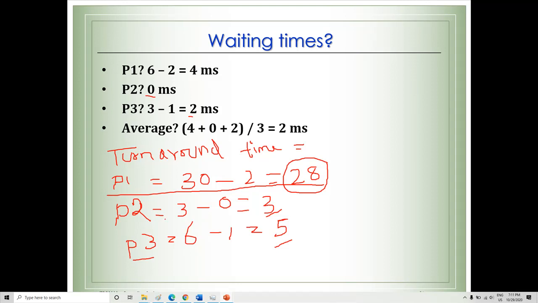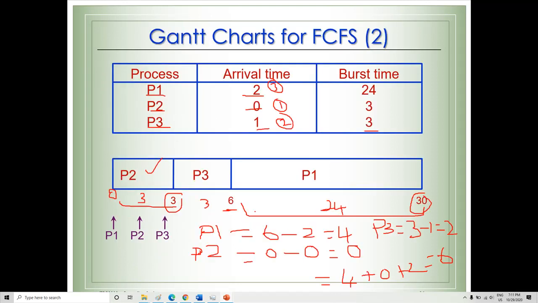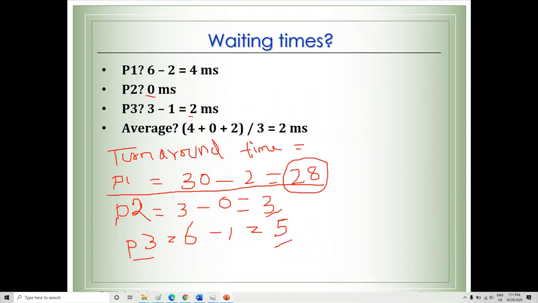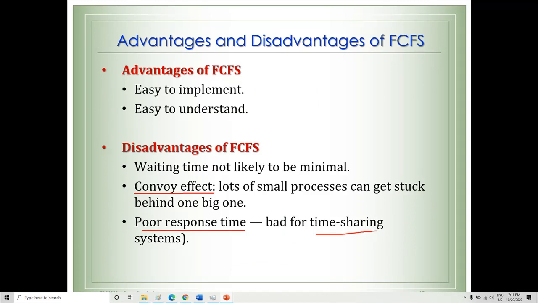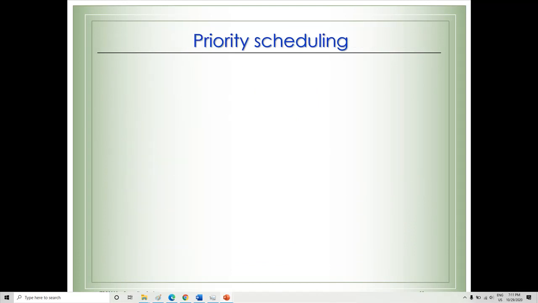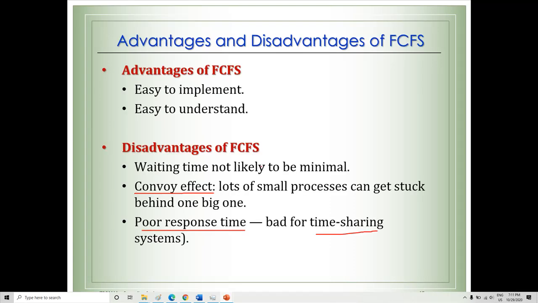So similarly you can add and calculate the average turnaround time. Turnaround time is very simple to calculate. Just go to the end, find process termination time minus the arrival time. So with this we conclude the FCFS algorithm, and let us move on to the other algorithms.